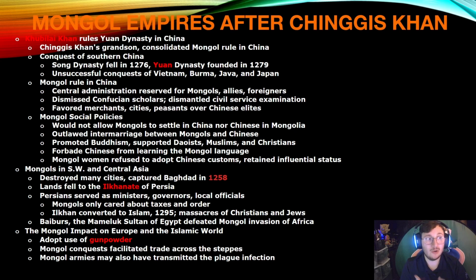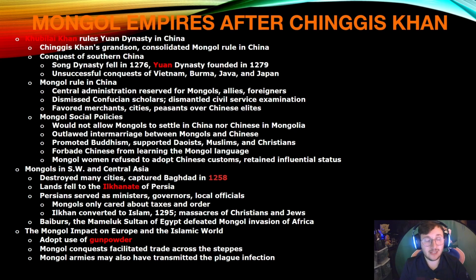But at the same time, while they don't like Confucianism and they don't like Chinese elites, they're still going to promote Buddhism. They're going to support the Taoists and Muslims and Christians of the region. And they don't want the Chinese to gain any foothold or understanding of Mongol politics, so they're going to forbid the Chinese from learning the Mongol language. At the same time, Mongol women, who are already more influential and have more power than a Chinese woman, are not going to adopt Chinese customs, so Mongol women will not participate in foot binding.